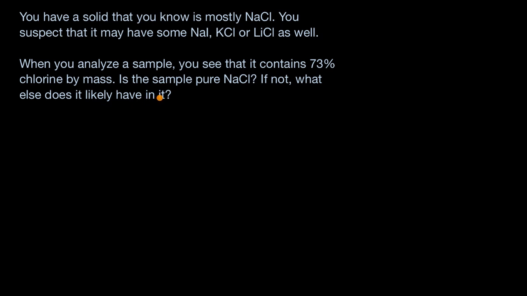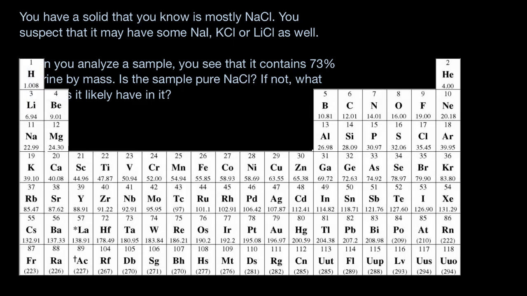So pause this video and see if you can figure that out. It will likely be useful to have a periodic table handy to do it. All right, so the way we're going to approach it is we're going to think about each of these compounds and try to figure out the percent chlorine by mass. And to do that, we have to think about the molar masses of the various constituent elements that make up those compounds.